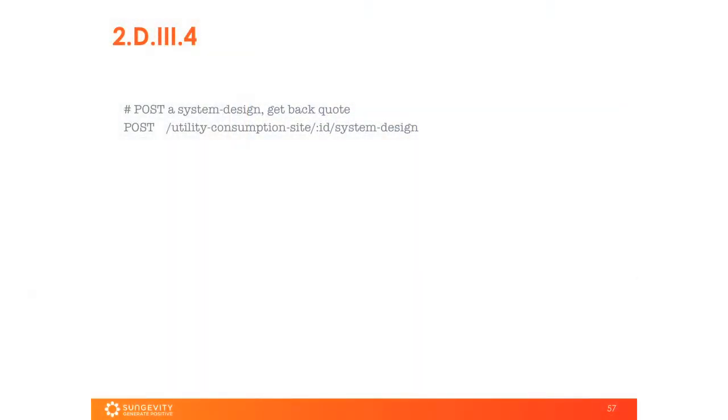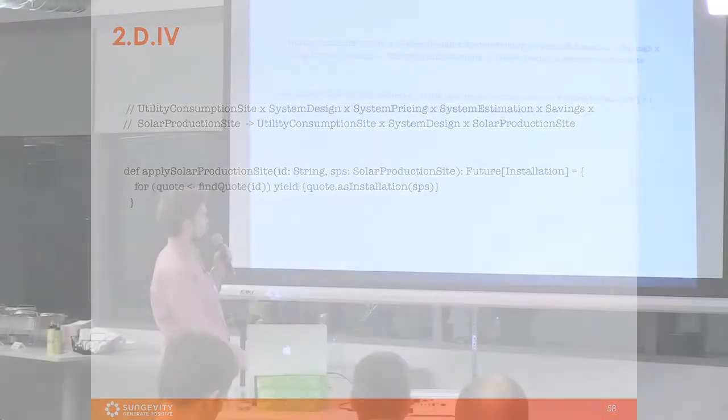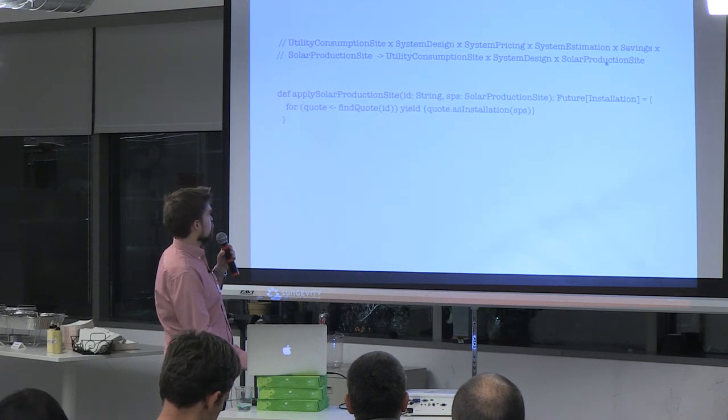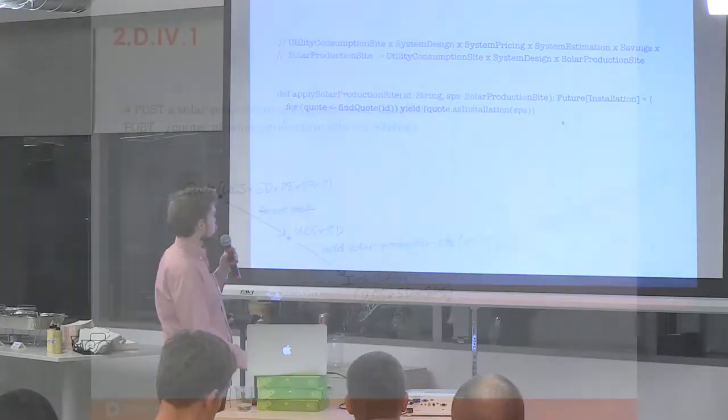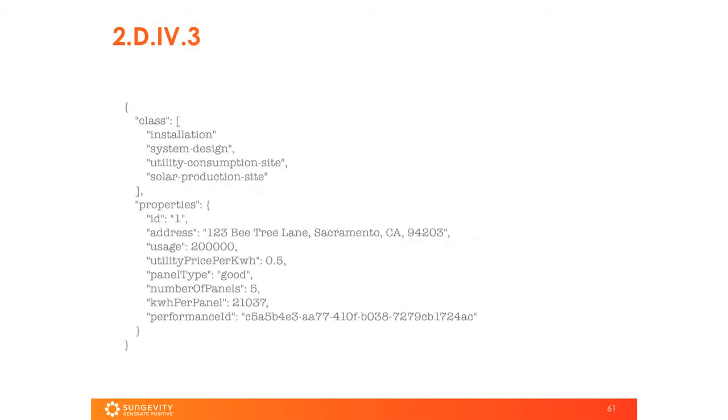So similarly, when we post a solar production site to make an installation, we can do a very simple comprehension and say all we really have to do here is find the quote and compose it with the installation, and we know that we have a fully valid installation. So this is the moment where we actually knew all of the elements of this unit. Oops. And here's the result.